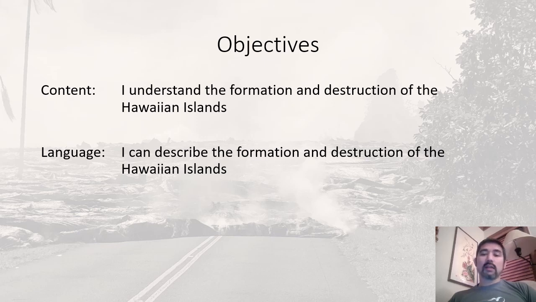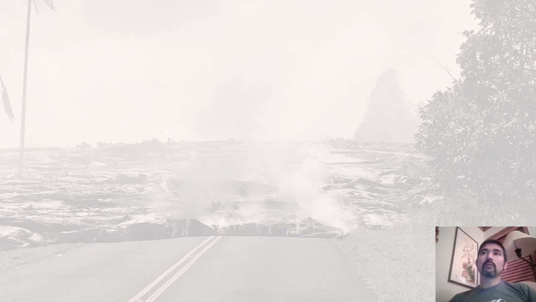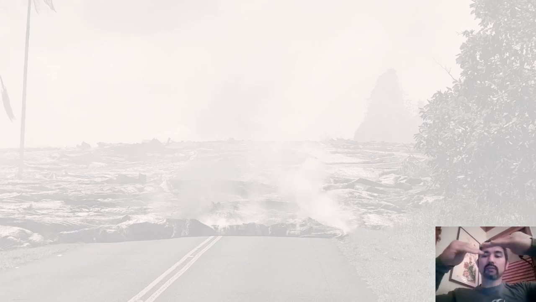So let's go ahead and talk about our objectives for today. Our content and language objective are basically the same thing. I want you to not only understand, but also be able to explain the formation and destruction of the Hawaiian Islands. So most volcanoes are created at convergent boundaries. And if you remember our hand motions, convergent boundaries is where you have two plates moving over each other, one moving under, one moving over the top. Usually the plate that's moving under is like an oceanic plate, and then the top plate is usually a continental plate. And so anyways, at these plate boundaries, usually you'll have volcanoes going up.